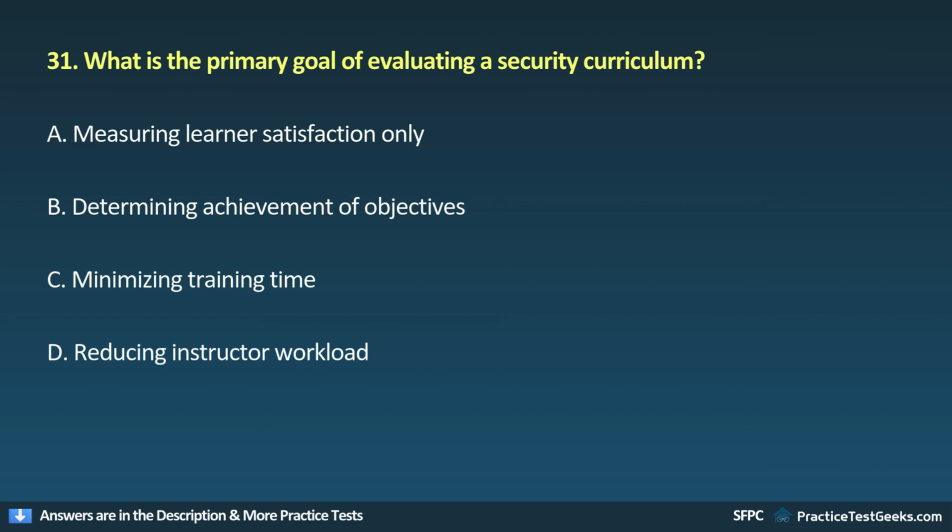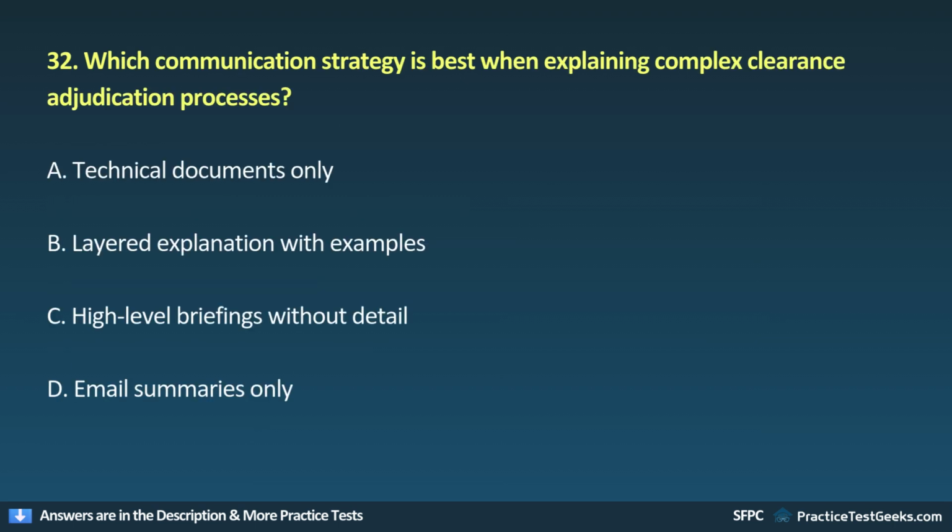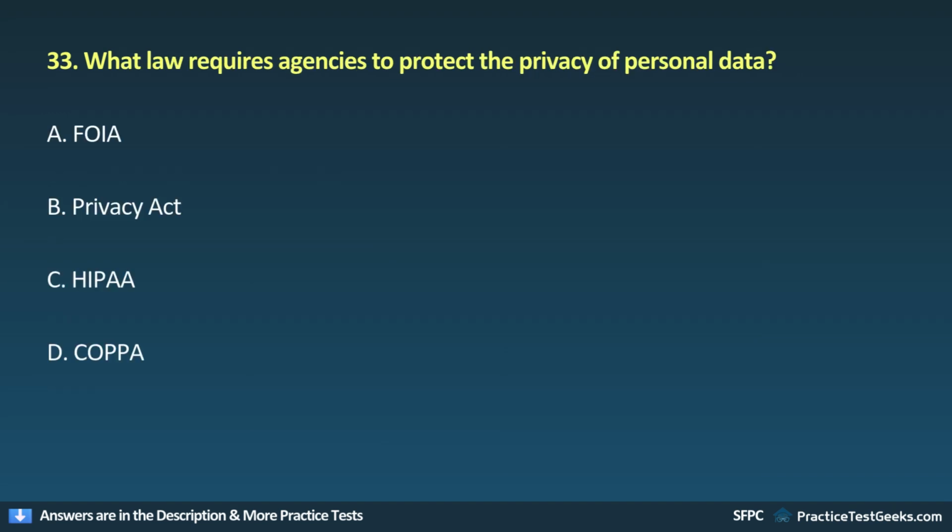31. What is the primary goal of evaluating a security curriculum? A. Measuring learner satisfaction only. B. Determining achievement of objectives. C. Minimizing training time. D. Reducing instructor workload. 32. Which communication strategy is best when explaining complex clearance adjudication processes? A. Technical documents only. B. Layered explanation with examples. C. High-level briefings without detail. D. Email summaries only.